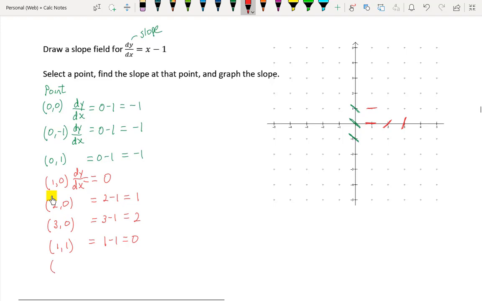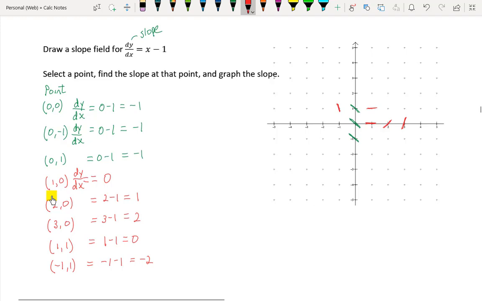And if I plug in, let's go to the negative side, negative 1 comma 1. All right, so now I've got negative 1 minus 1. That's going to be negative 2. So that's going to have a little bit steeper slope, negative 1, 1. That's going to be negative 2 right here. And I'm trying to draw them not too overly exaggerated.